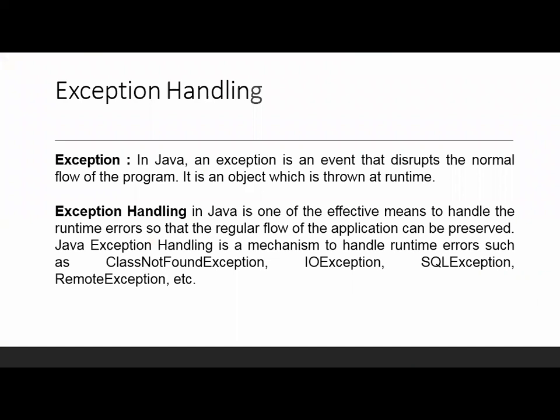Java provides a robust and object-oriented way to handle exception scenarios, known as Java exception handling. Exception handling is a mechanism to handle runtime errors so that the normal flow of the program can be processed.